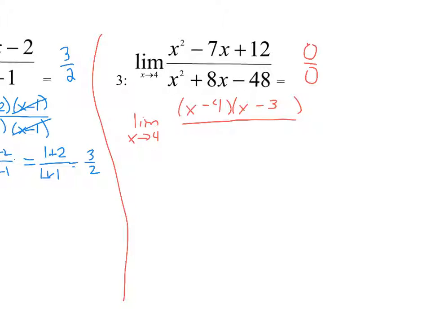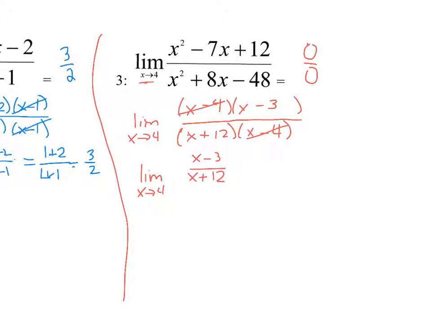On the bottom, I'm going to factor, so I'm looking for two numbers that multiply to negative 48 but add to 8. That's going to be x plus 12 and x minus 4. And again, you can see what makes that 0 on top and bottom is a common factor, which I'll just cross out. So I end up with the limit as x approaches 4 of x minus 3 over x plus 12.